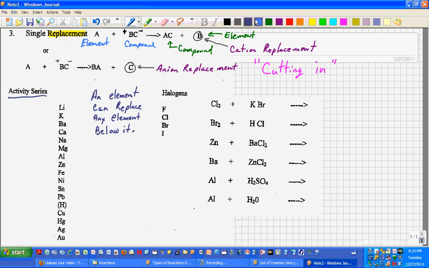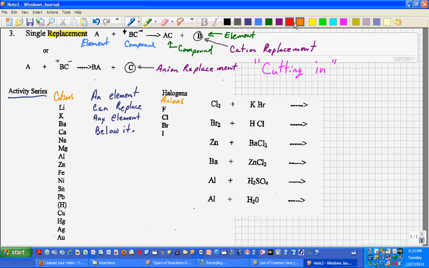These are all cations. Excuse me. These are all anions. Cations can only replace cations. Anions can only replace anions. So fluorine can't replace anything over in this list. It just doesn't happen. Fluorine can only replace what's below it in this list. Two lists because of the two different types of replacements.